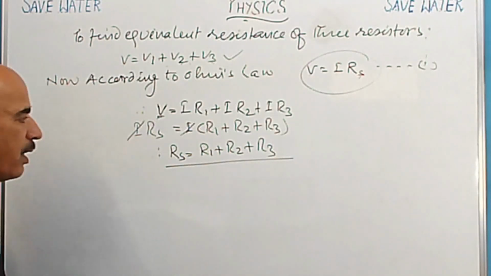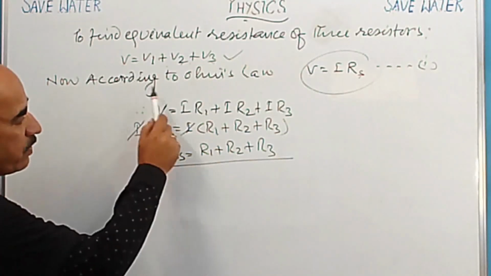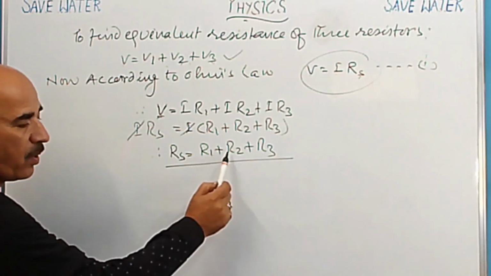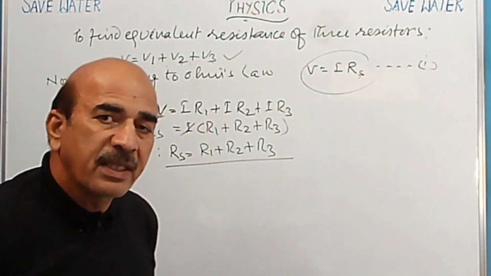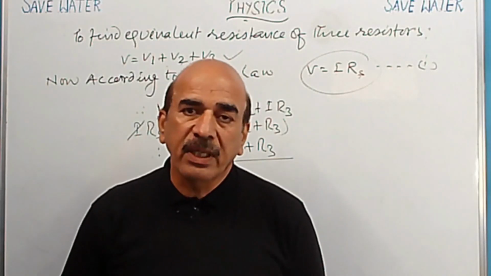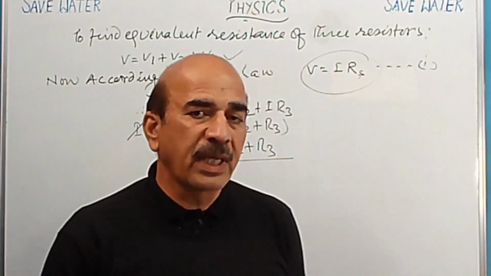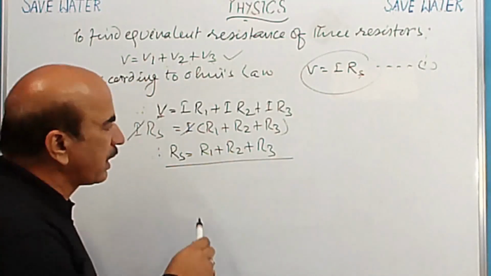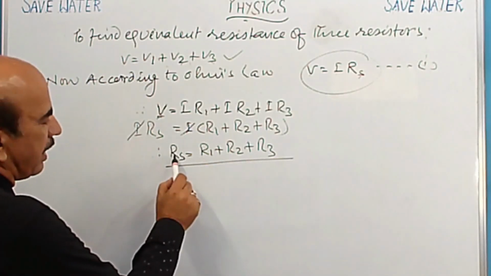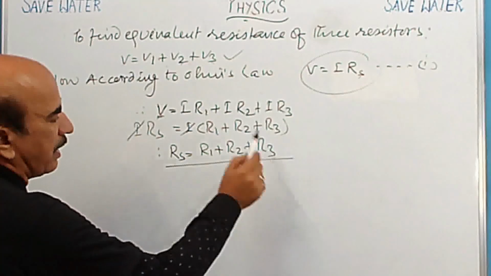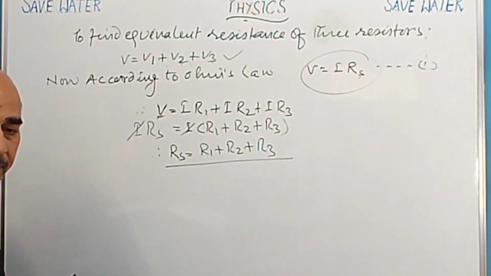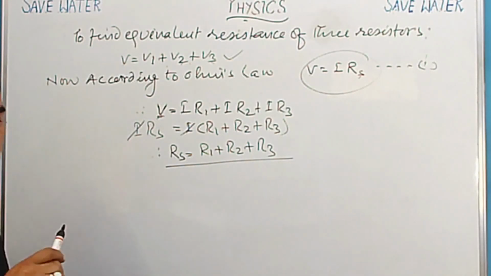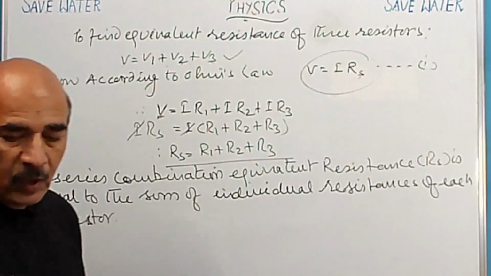ये हमारा आ गया. So here equivalent resistance in series combination is sum of 3 resistors or we can say sum of all the resistors. जितने भी resistors हम connect करेंगे series combination के उनका जो equivalent resistance होता है that is equal to the sum of all the resistances. Okay, so RS is equal to R1 plus R2 plus R3. Any problem here? So note it down. इसको note कर लें. Yes, done.